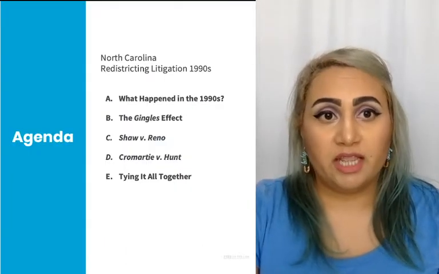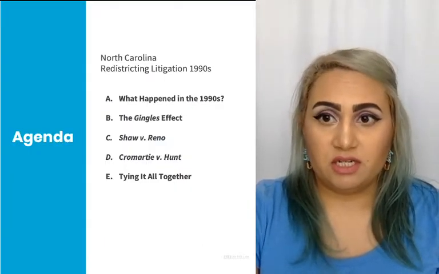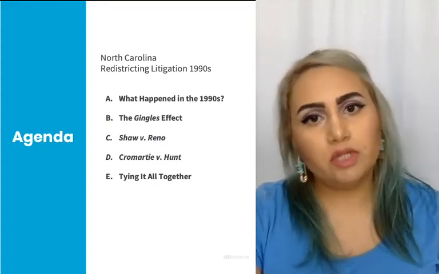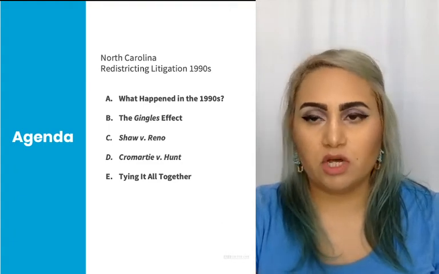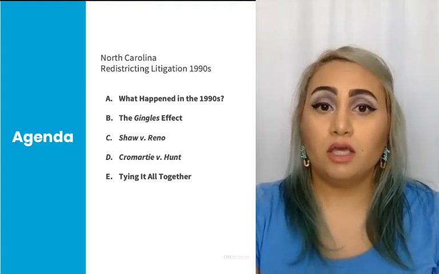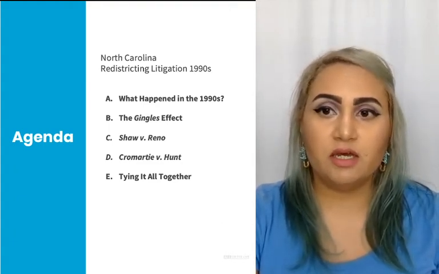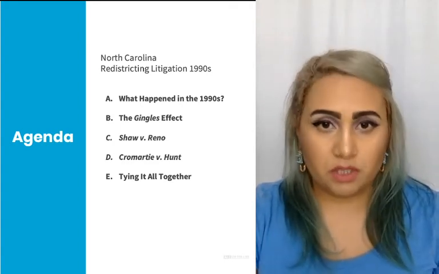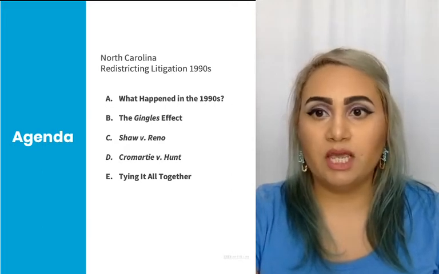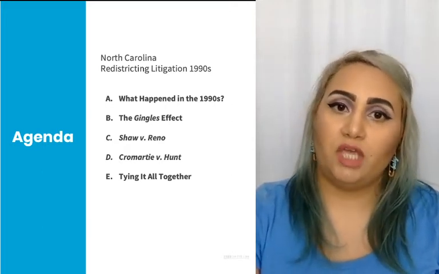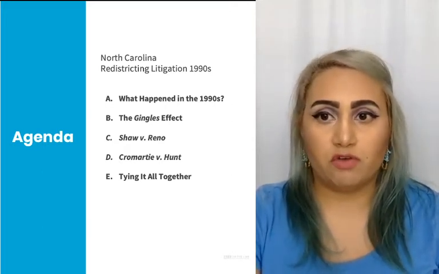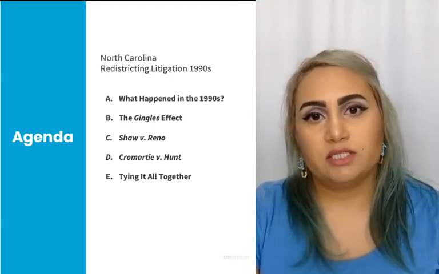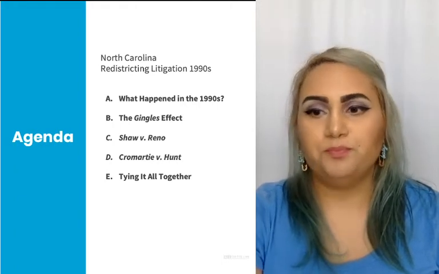All right, so North Carolina redistricting litigation in the 1990s. The way we're going to walk through this is, first, we will talk generally about what was going on in the 1990s. We will talk about the effect that the Gingles case had on litigation and on the dynamics of redistricting then, because obviously we talked about it in a previous class. It was a really important case. We will go through two of the cases that were most impactful, Shaw versus Reno and Cromartie versus Hunt. And then at the end, we will sum up all the elements.